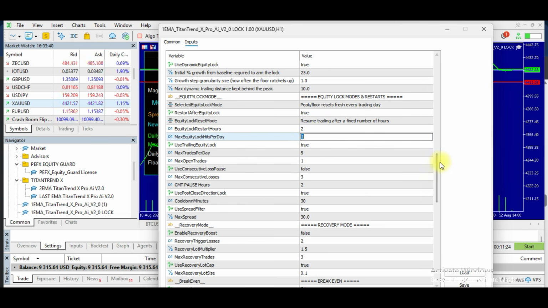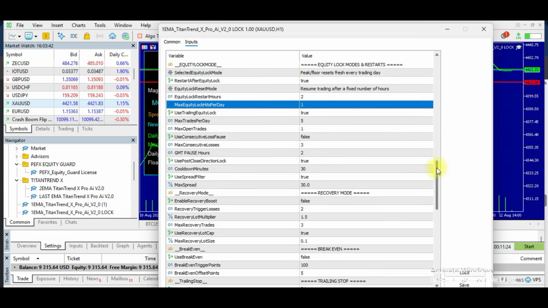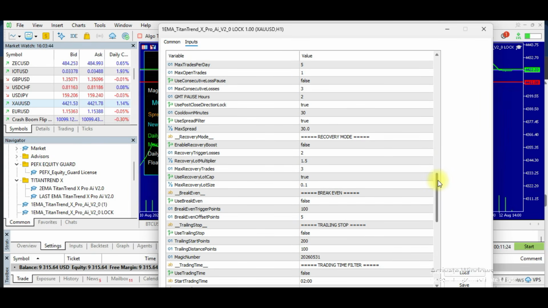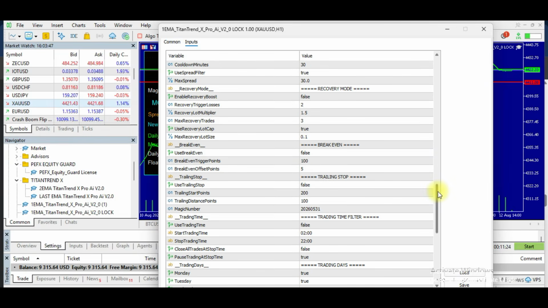Now let's go down, speedily go down. This one I just showed you is the new integration. Every other thing here you know them before. This is a recovery mode. I've explained it before, so you always put it on true. And this is a break even, which I told you I don't use break even. If you know how to use it, you can use it. I know how to use it, but I don't like it.